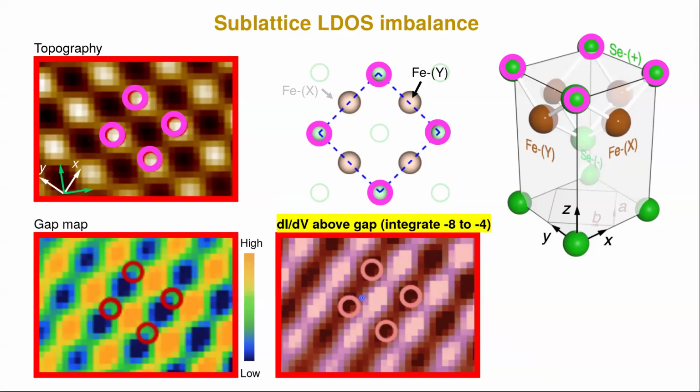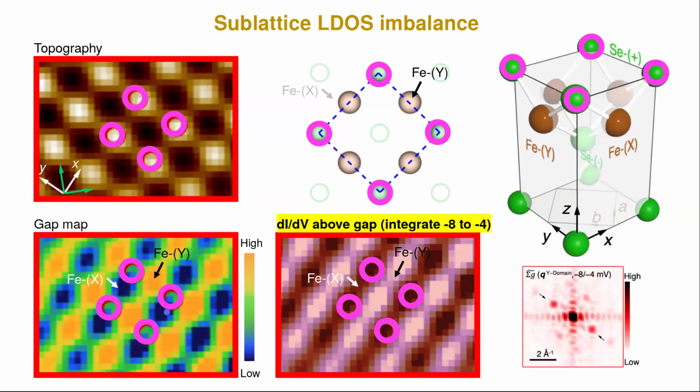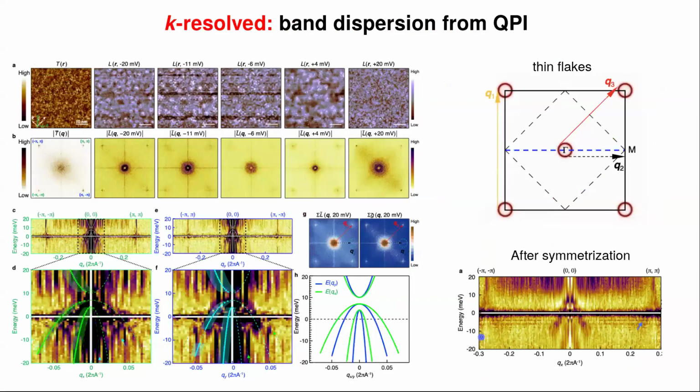I'm almost done. The important consequence of this model is that you should be able to see this in the normal density of states, not just in the superconducting gap, which is exactly what we do. If you are above the gap, you also see a slight difference in the density of states, which is then amplified further in the superconducting state. You can also see this in the Fourier transform of the conductance map.